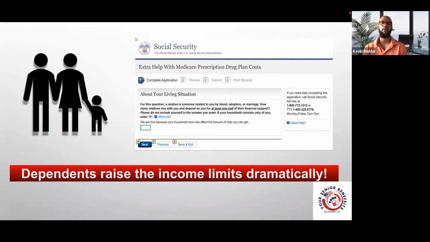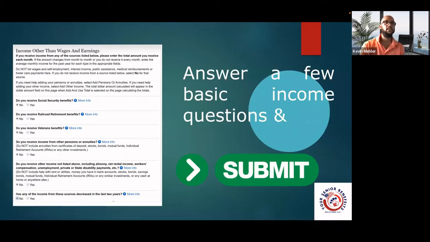If there's anyone else, dependents do raise the income limits dramatically. So you have to be careful if they don't live by themselves. And then you see some additional things such as, do you receive Social Security benefits? If they do, oftentimes they ask, how much do they receive? Do they receive railroad retirement benefits? How much? Do you receive veterans benefits? Do you receive income other than a pension or annuity? Do you receive any other income listed above? Blah, blah, blah, right? So you would answer those questions based on it. Most of the time, those are all no answers besides the Social Security income. And then you are able to submit the application.